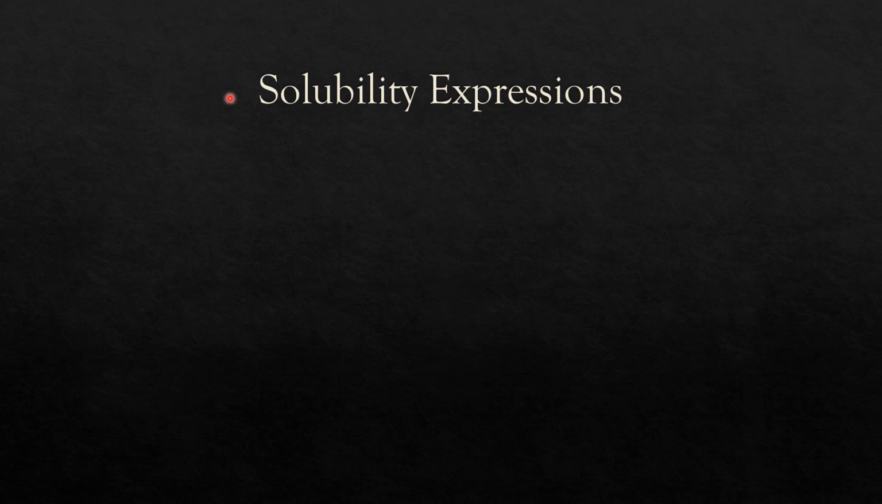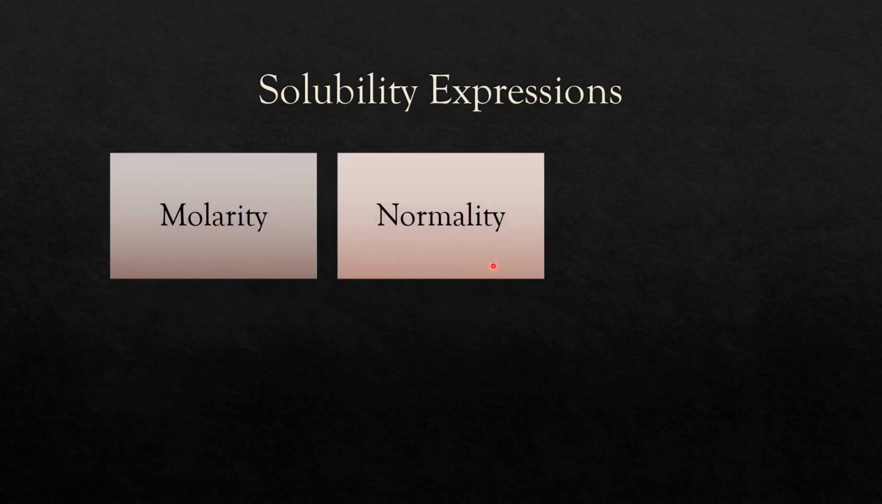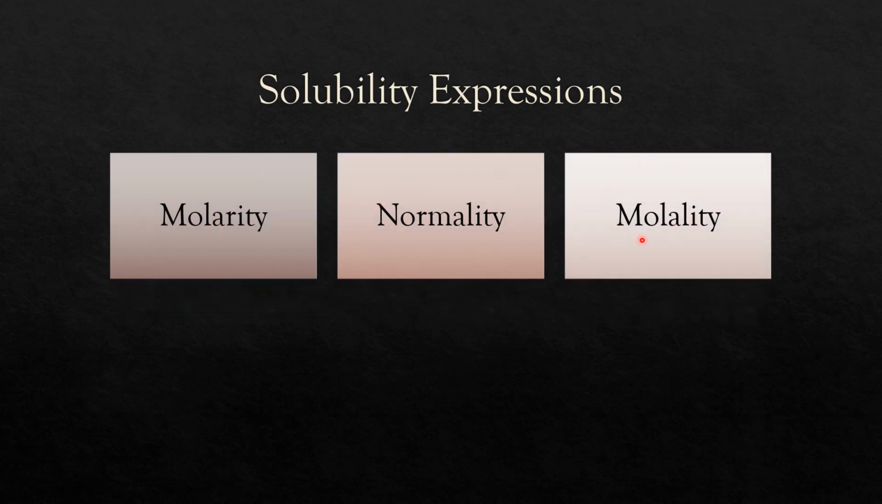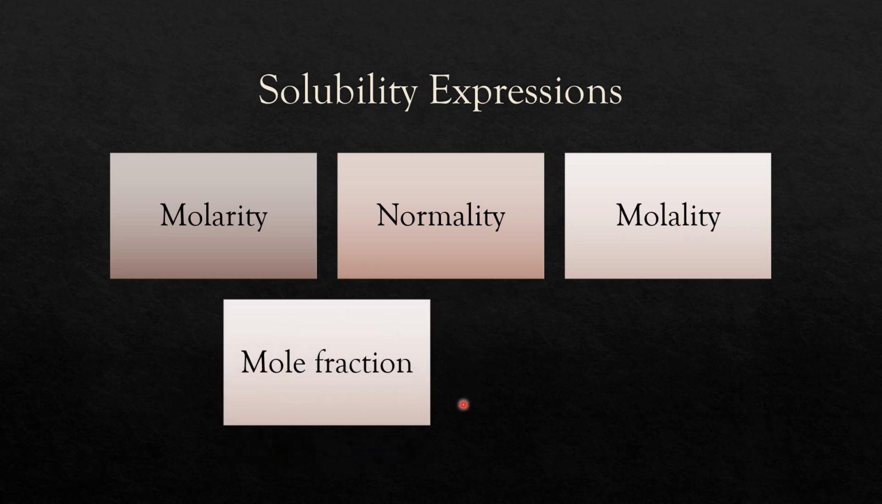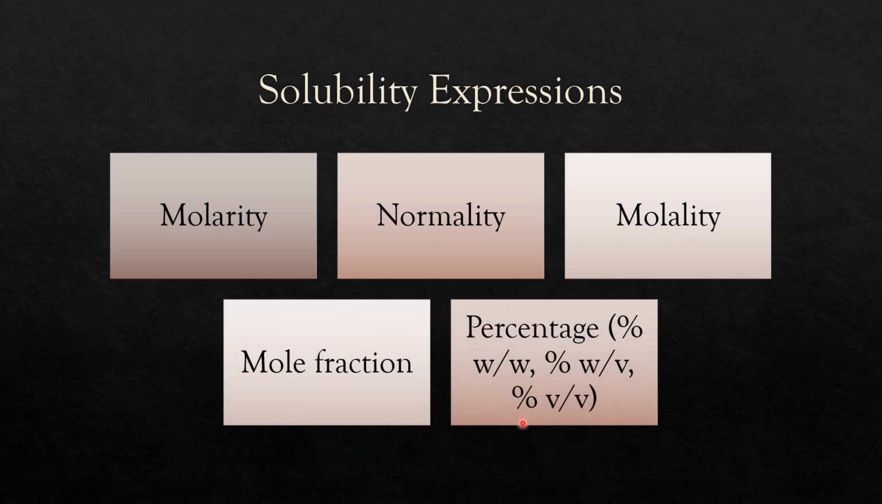There are different means to express the solubility of a compound or a drug. These include molarity, normality, molality, mole fraction, and percentage. Under the percentage, we have percentage weight in weight, percent weight per volume, and percent volume per volume.